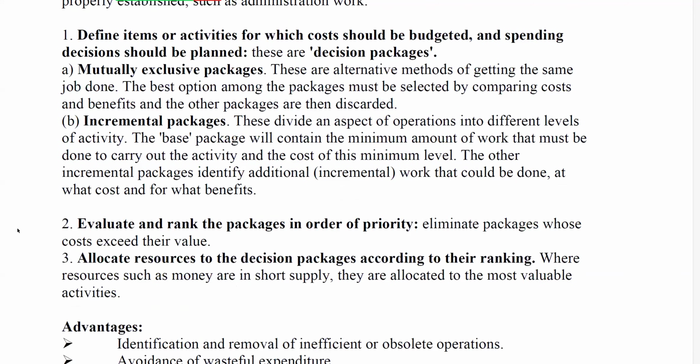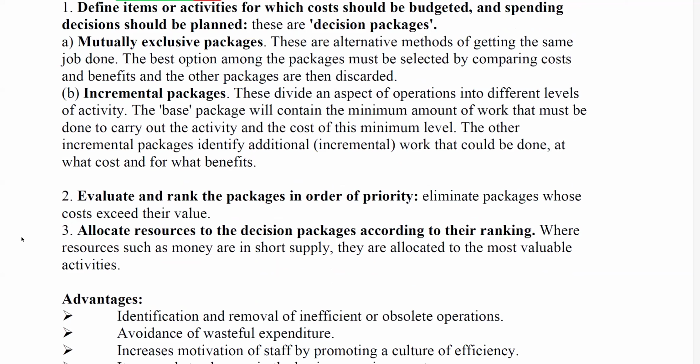Now, the second step is that after you have defined your packages, the next thing is you have to evaluate and rank the packages in order of priority. So there are some things that if you start from a zero base, you have to evaluate and see whether their cost exceeds their value or their value exceeds their cost, right? To justify whether they should be included in the budget or not. That is the first one, right? And the second is that, okay, these ones that I have included, which ones should I also be eliminating? Okay, so which ones should be eliminated and which ones should be kept in the budget?